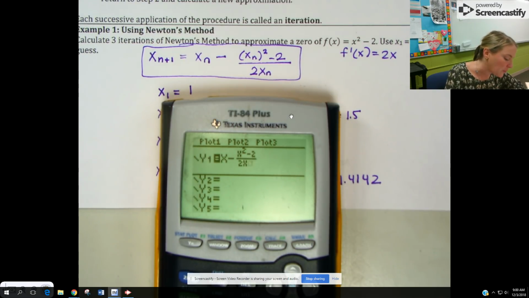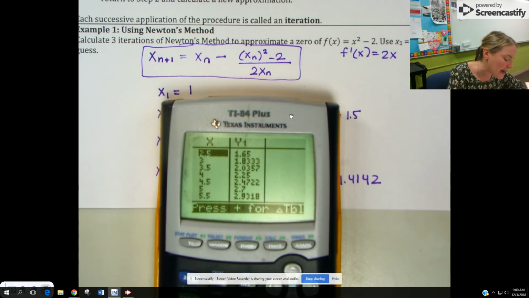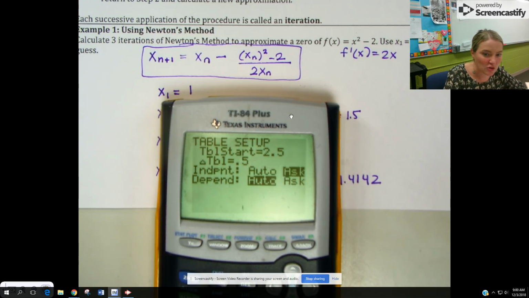Let's see. So we want to go ahead and access our table. But I want to be able to ask it for specific values. So if you remember, we can go right above window, table setting, so second window, and I'm going to set it so that the independent variable is on ask. That way I can choose what it's going to show in its tables.